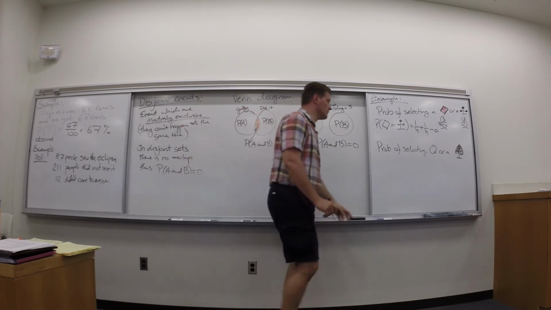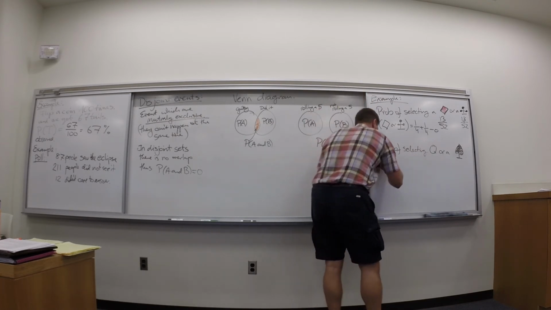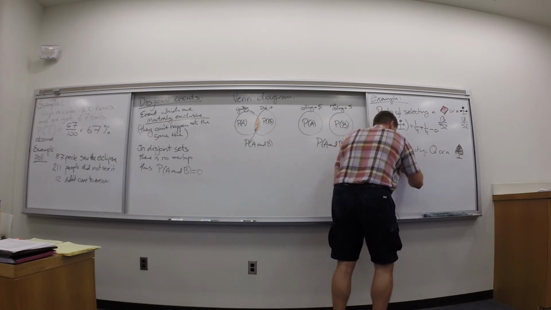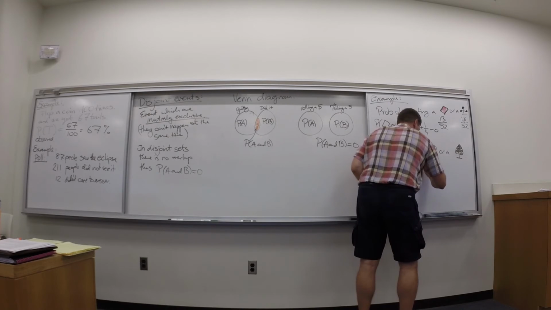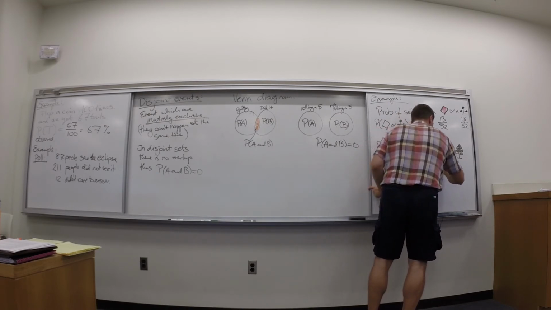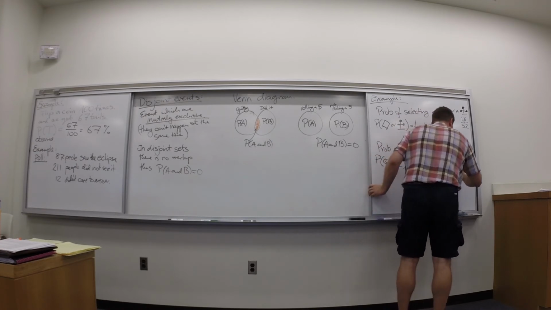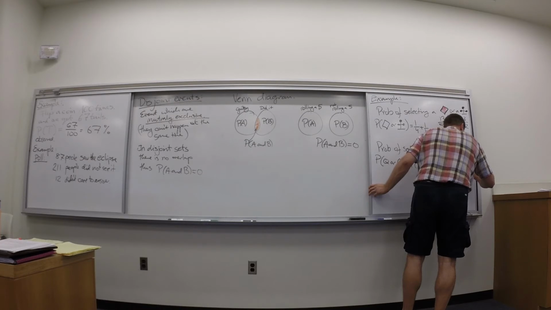All right, let's look at the second one. Probability of a queen or a spade. For this one, I'm going to write it out. So the probability of a queen or a spade equals the probability of pulling a queen plus the probability of pulling a spade minus the probability of a queen and a spade.